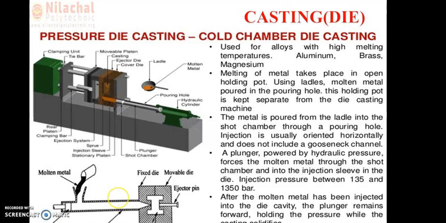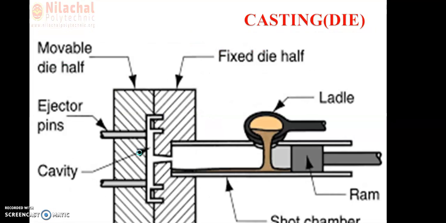Once the casting has solidified, the movable half of the die slides away and the die opens. Cores are withdrawn, the ram moves in the backward direction, and the ejector is advanced to force the casting out of the die halves.